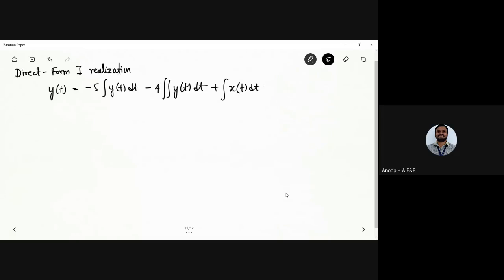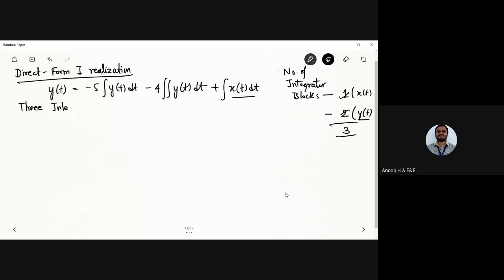Okay, so in order to realize this direct form 1 realization, I'll be going for the number of integrator blocks in the input, that is 1 for the x of t input, and the number of blocks for the output, that is 2. So totally I'll be having 3 integrator blocks. So I need 3 integrator blocks to realize direct form 1 realization.